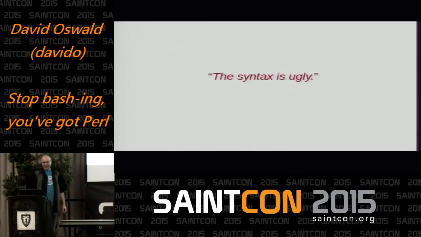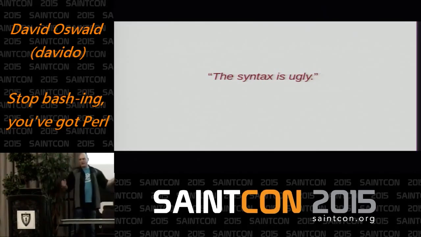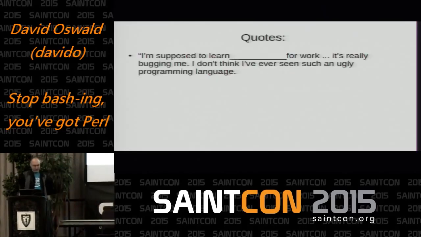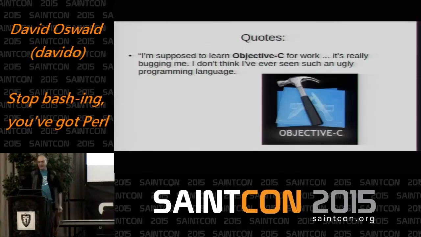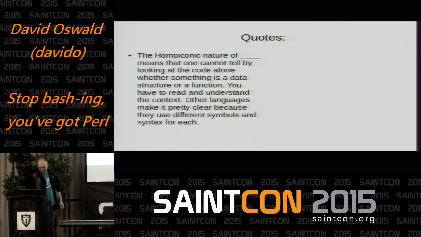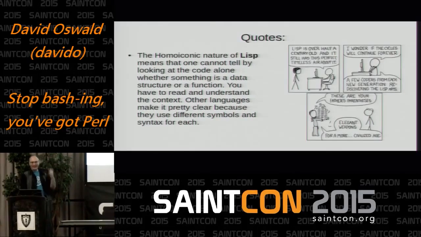Okay, how about this one? Syntax is ugly. You've heard this, right? Perl's syntax is ugly. And I don't know, maybe that's right. But here are some quotes that I found on the internet. "I'm supposed to learn blank for work. It's really bugging me. I don't think I've ever seen such an ugly programming language." Objective-C. Okay, so how about this one? "The homoiconic nature of blank means that one cannot tell by looking at the code alone whether something is a data structure or a function. You have to read and understand the context. Other languages make it pretty clear." Okay, that could be Perl, right? But it's Lisp. So, all right. You can't draw any conclusions based on the syntax.